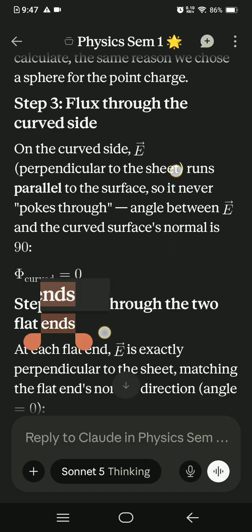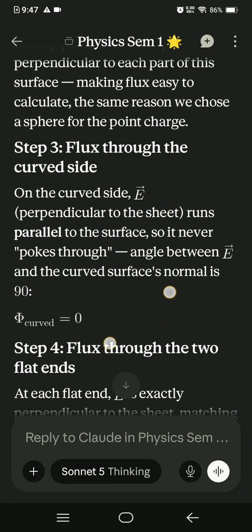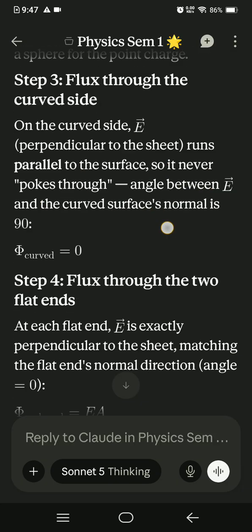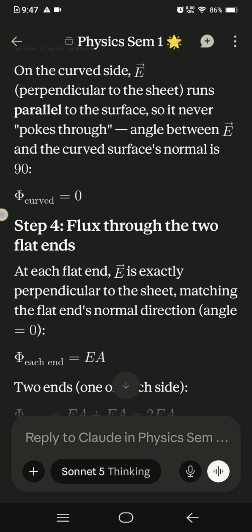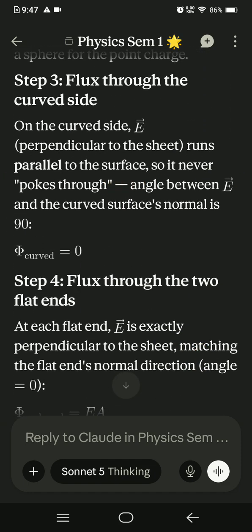Okay, so because it is perpendicular, meaning it is going along the surface and parallel to it, no electric field at all goes through it, so it doesn't poke through. The angle between the electric field and the curved surface normal is 90 degrees. So if we consider the surface normal with the electric field, it's going to be 90 degrees. So cos 90 is 0, so the flux is going to be 0, and we can see it intuitively as well.